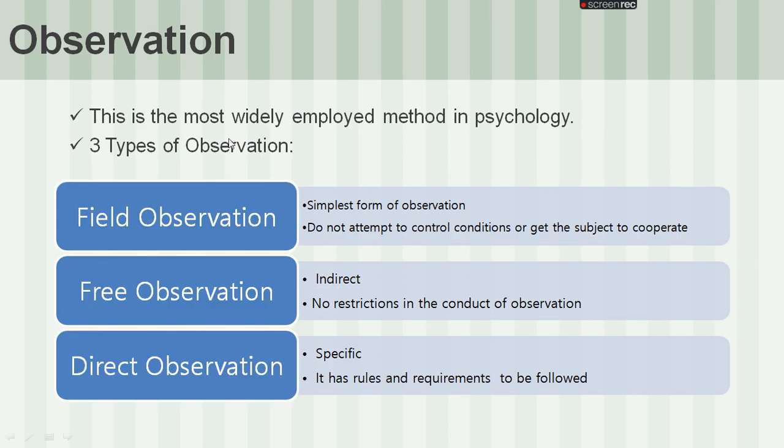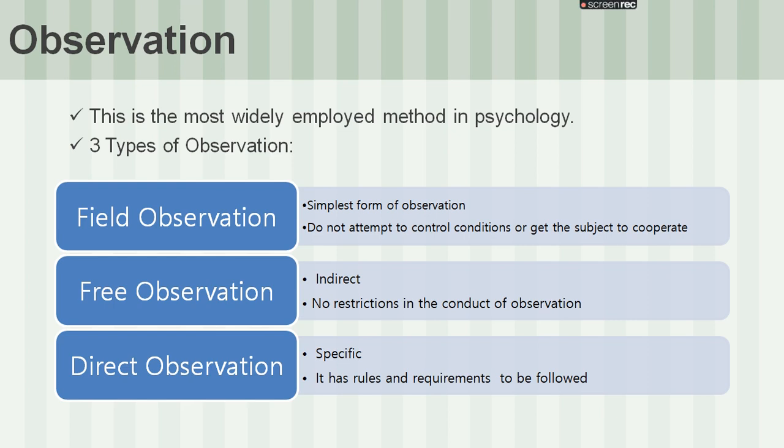Next, we have observation. So this is the most widely employed method in psychology. There are three types of observation. The first one is the field, then we have free and direct observation. Field observation is the simplest. It does not attempt to control conditions or get a subject to cooperate.